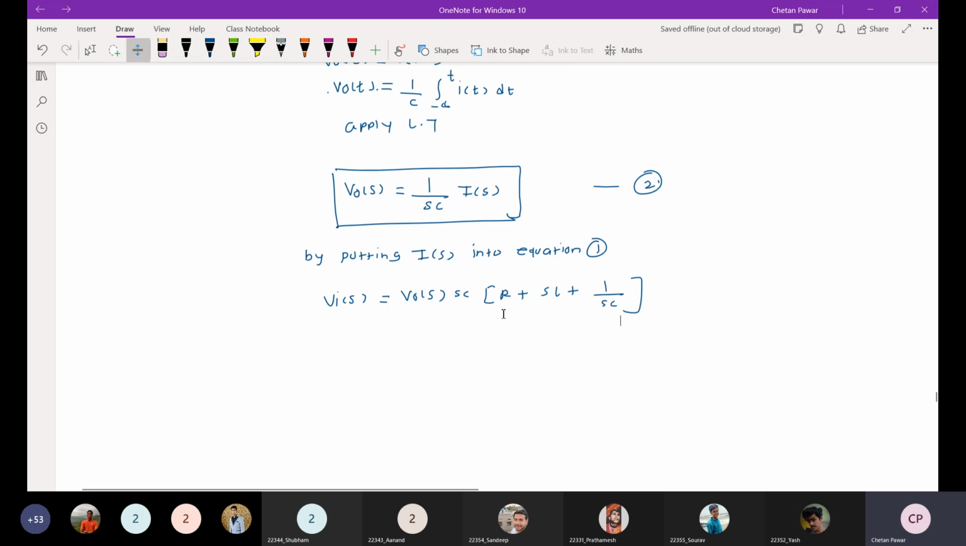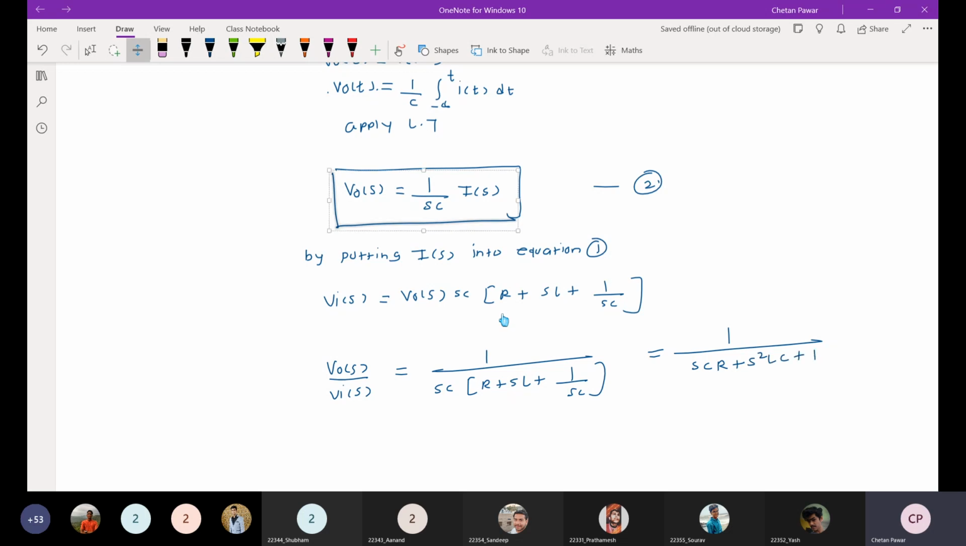Okay, so if you simplify this, find out the ratio of output by input. So that will be 1 upon SCR plus SL plus 1 by SC. So you can take that inside: SC inside, so S square LC plus 1. So this is the transfer function of the particular system, the series RLC circuit.